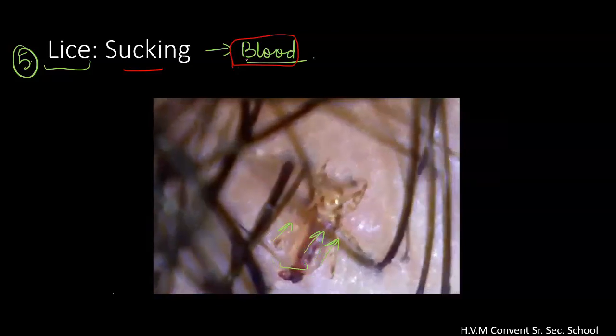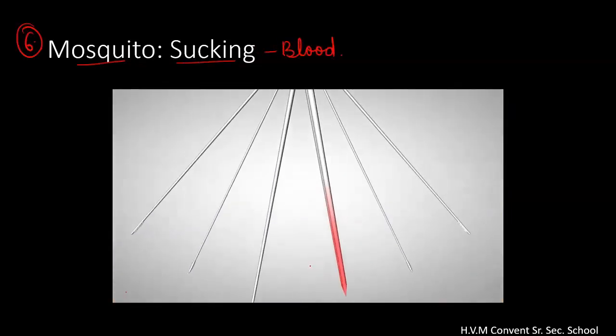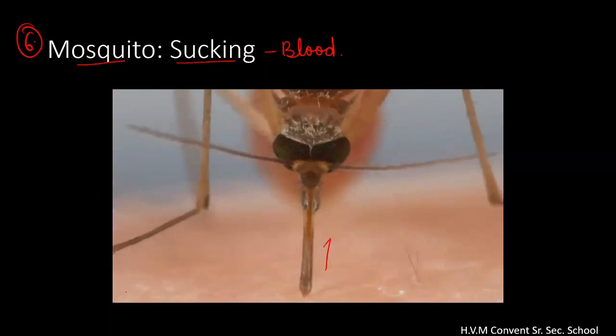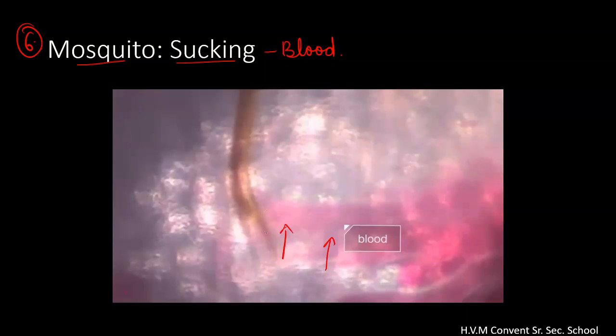So let us move on to the next mode, that is again sucking in case of mosquito. Mosquito, it also sucks our blood. So this is how the mosquito sucks our blood. So this is our blood that is being sucked by the mosquito. So this is the mode of feeding of mosquito, that is by sucking.